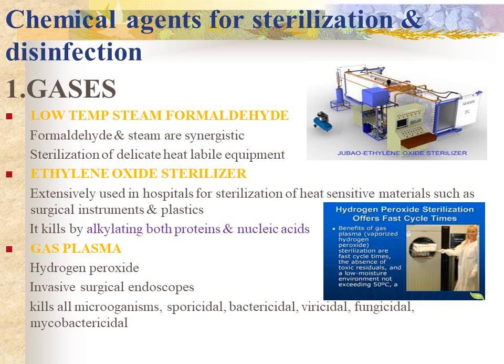Number one are the gases, including the low temperature steam formaldehyde. It is used to sterilize delicate heat labile equipment. Ethylene oxide is extensively used in hospitals for sterilization of heat sensitive materials such as surgical instruments and plastics. It kills by alkylating both proteins and the nucleic acids.